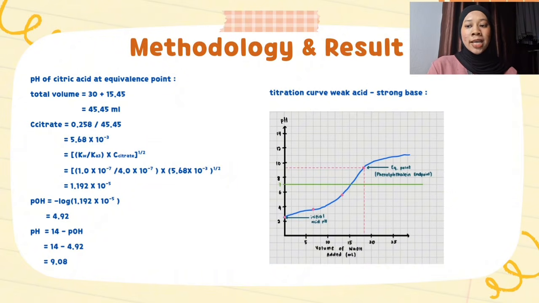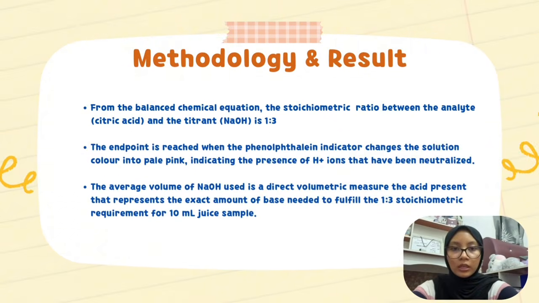Last is the pH of citric acid at the equivalence point. Because citric acid is a weak acid, the equivalence point occurs when exactly 3 moles of sodium hydroxide have been added for every 1 mole of citric acid. At this point, all acidic protons have been stripped away, leaving an aqueous solution of the conjugate base, which is citrate. The base dissociation constant was used to calculate this pH. From the calculation, the pH of citric acid at the equivalence point is 9.08. Last but not least, from all the pH calculations, the weak acid strong base titration curve was plotted as shown in the figure.